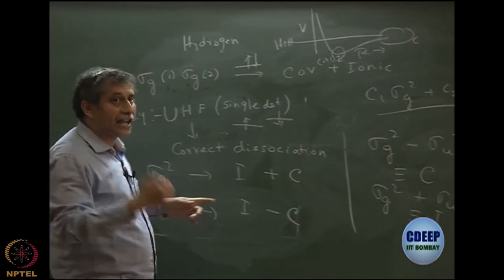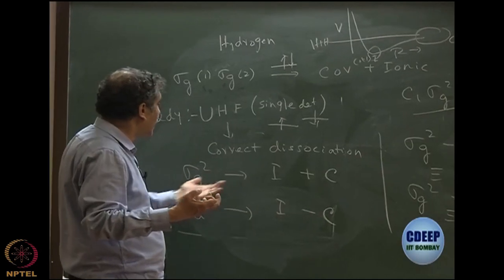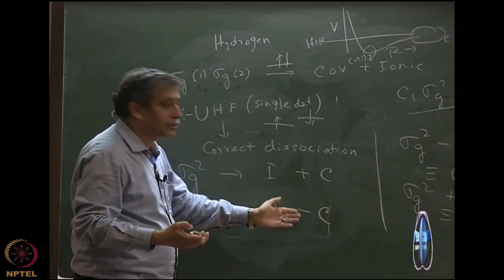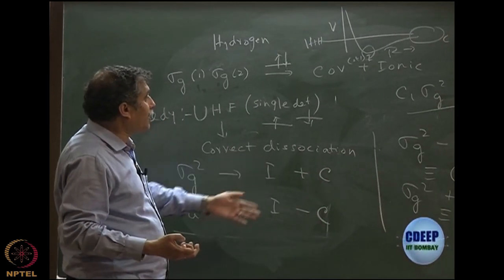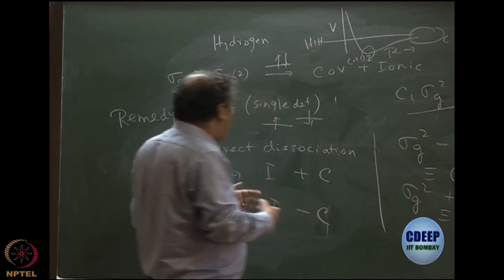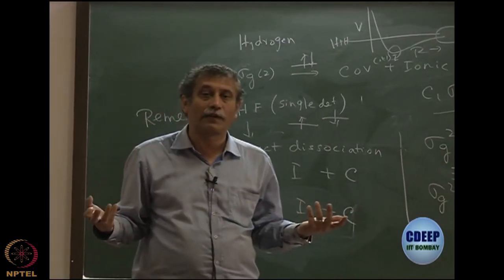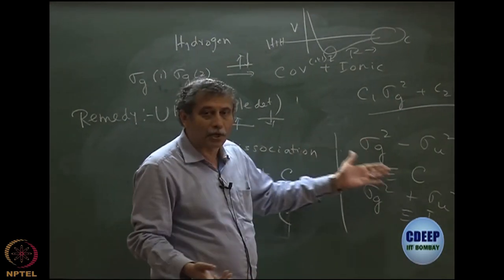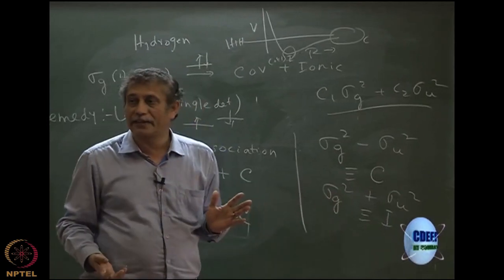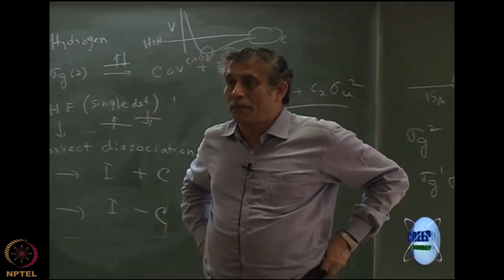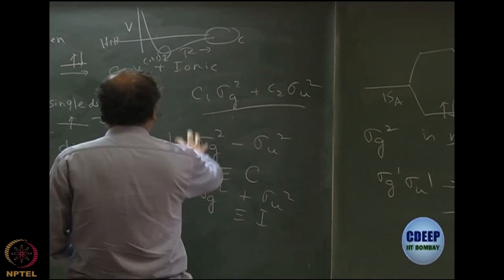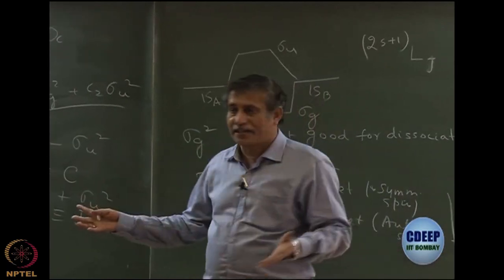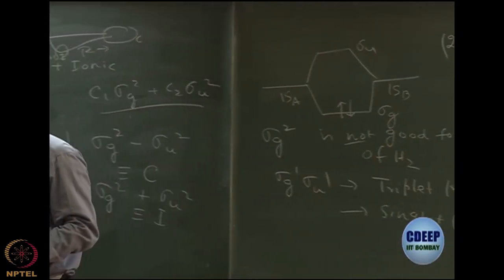Okay? So, this is a very nice way to analyze the chemistry, because sigma g square by valence bond is ionic and covalent, but plus sigma u square is ionic and covalent, but with a minus sign. And then by different combinations of c1 and c2, I can generate different levels of ionicity and covalency. Right? I just gave two extreme examples, where I can have a purely covalent term, where I can have a purely ionic term. And you can see now there is no problem of symmetry, because each of them is singlet sigma g square. Each of them has the right symmetry. So, you have the right symmetry potential surface, and that is how a surface can be generated.